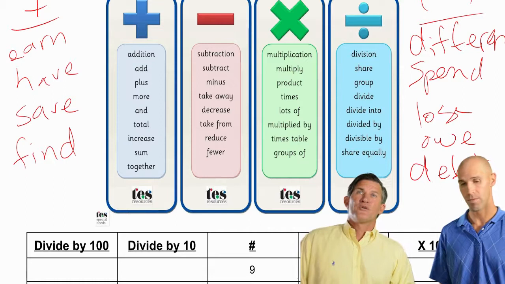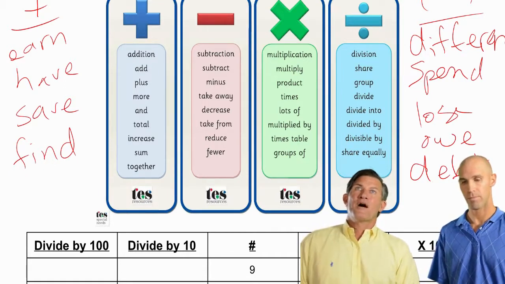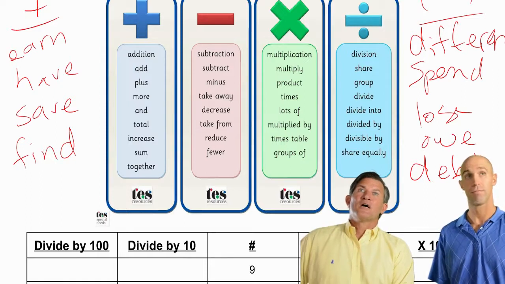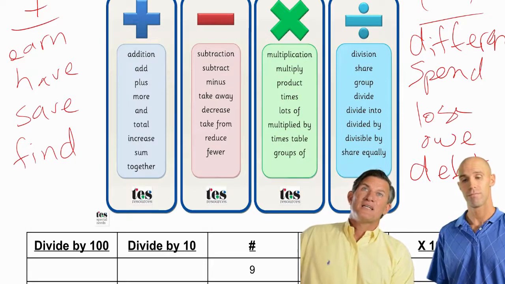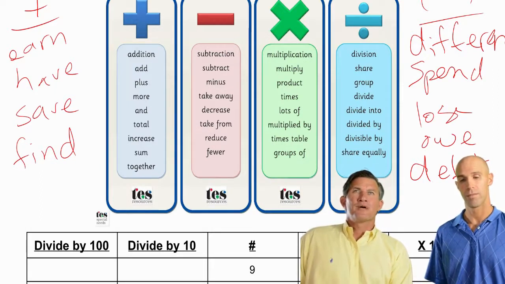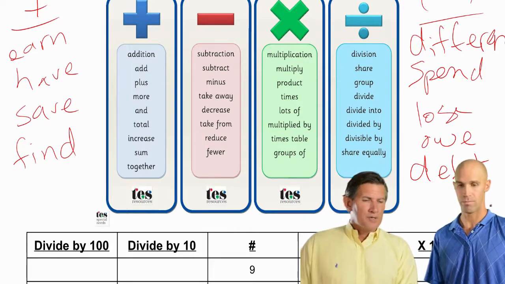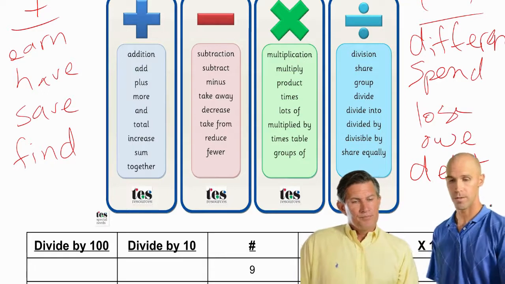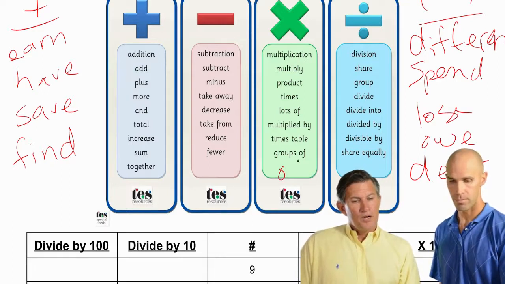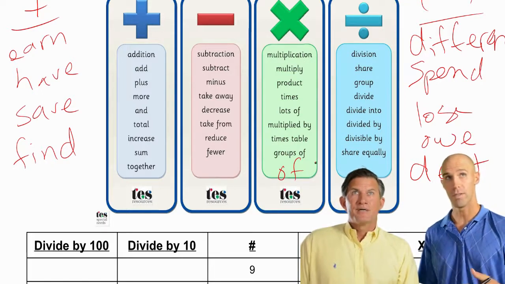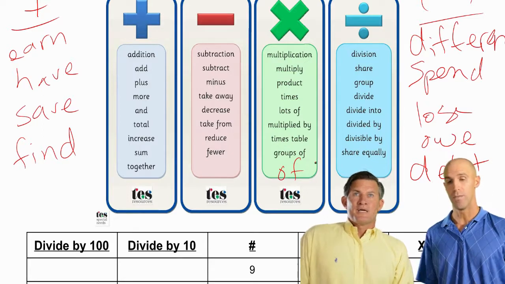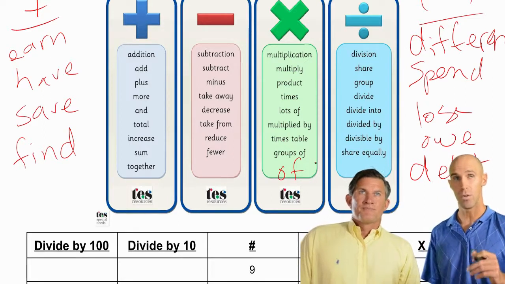Okay, right. And so for multiplication, you can multiply, multiplication, product, times, lots of, multiply by, times tables, groups of. Columns and rows of would obviously also be multiplication. Or just the word of. If you have of in a word problem, in the right context, it always means multiply.